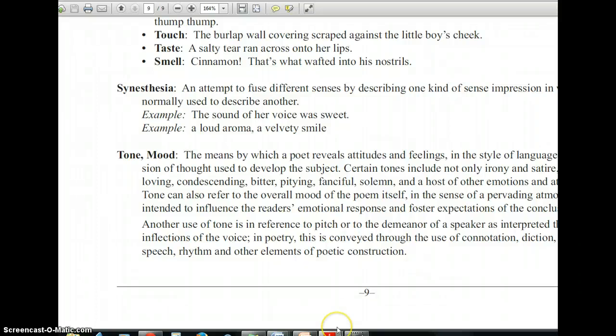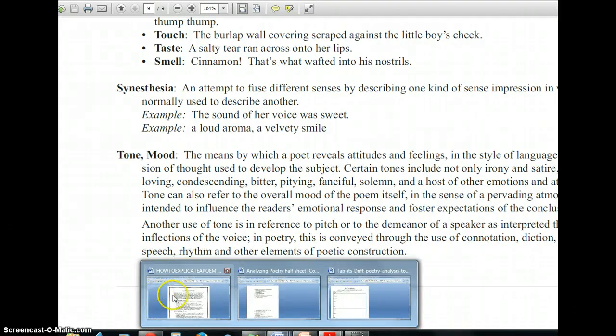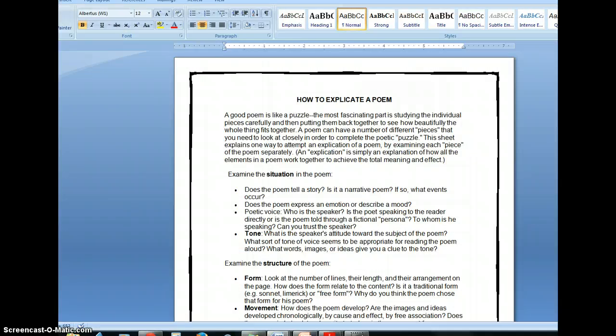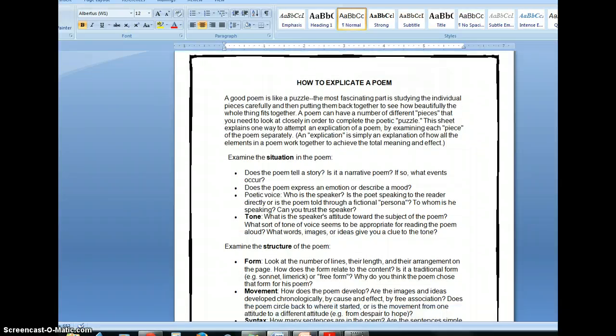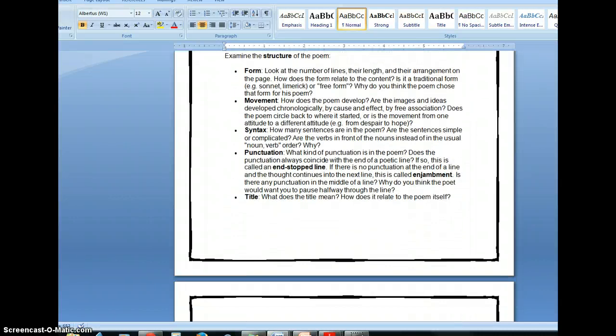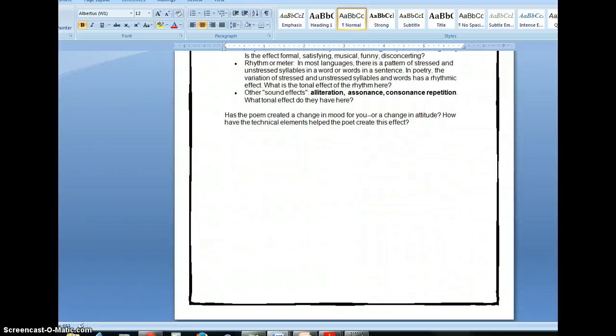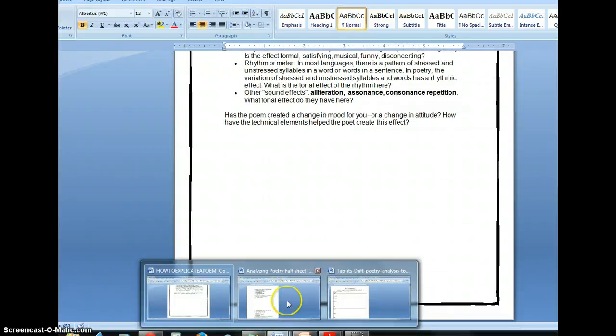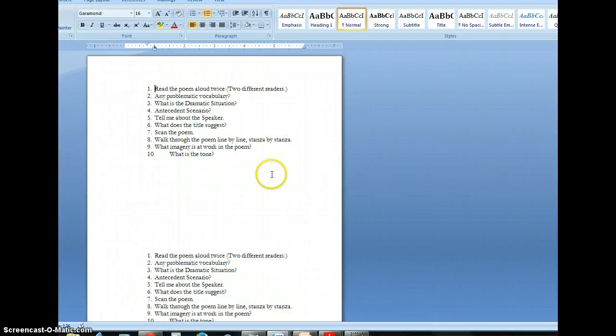Alright, the next thing I want you to look at is how to explicate a poem. And this tells you how to break a poem down. So I'm not going to go through this, but read this paper, understand what you want to look at and how you want to look at those things. There's another paper up here for a half sheet. I'm going to give this to you when we get to class, but this is what we're going to look at when we go through each poem.